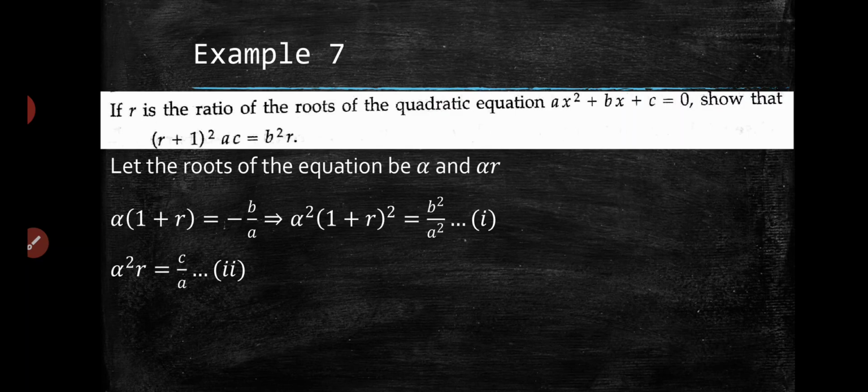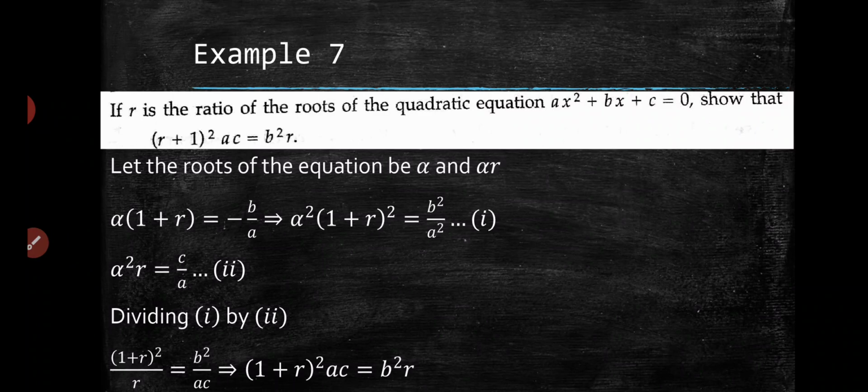Now let me divide 1 by 2. If I divide, alpha square gets cancelled. It becomes (1 + r)² by r equals b² by c, and obviously one a gets cancelled, so it becomes b² by ac. And from there, if I just do some transposing, we get our required answer. Fine. Small and simple problem. So it is not always necessary that whenever you have an expression to prove in any given problem, it has to be a very big problem.